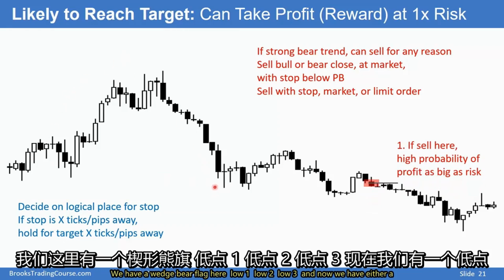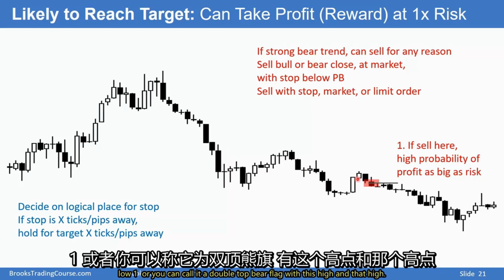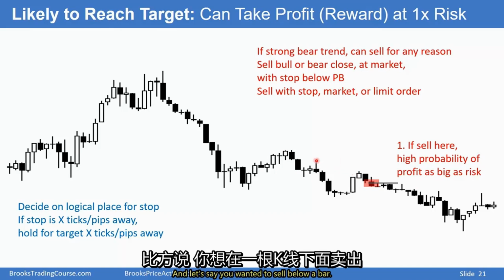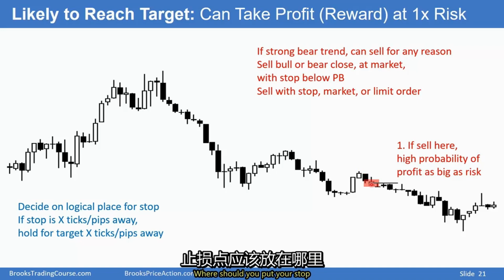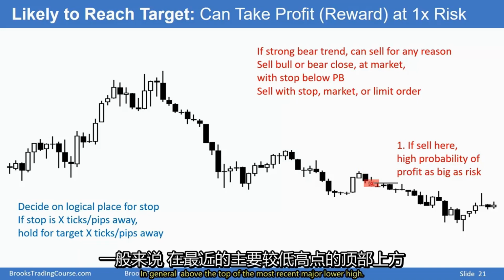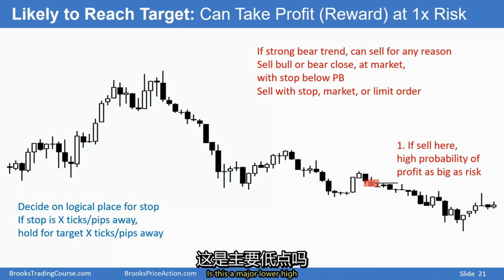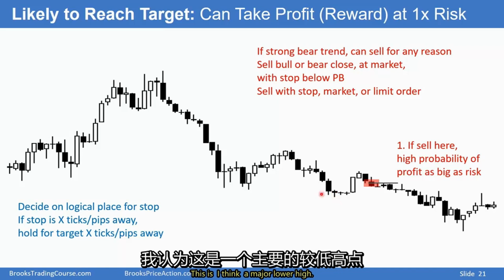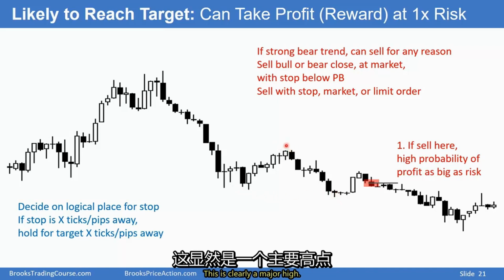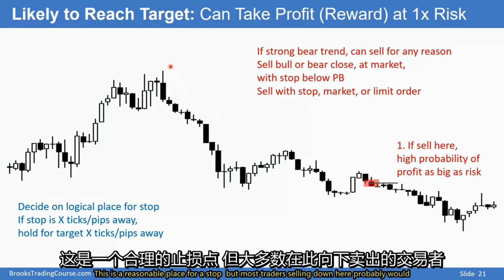We're in a bear trend. We have a wedge bear flag here, low 1, low 2, low 3, and now we have either a low 1 or you can call it a double top bear flag with this high and that high. Most double tops are not at the same level. And let's say you wanted to sell below a bear bar, so you sell right here. Where should you put your stop? In general, above the top of the most recent major lower high. Is this a major lower high? No, a major lower high has a strong breakout and usually a new low. This is, I think, a major lower high. This is clearly a major high.